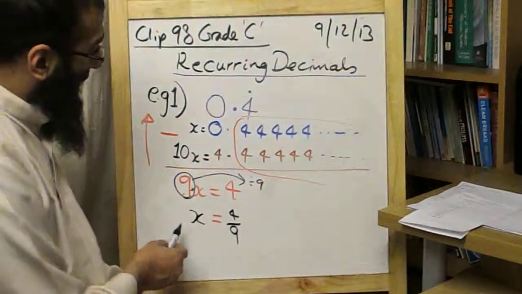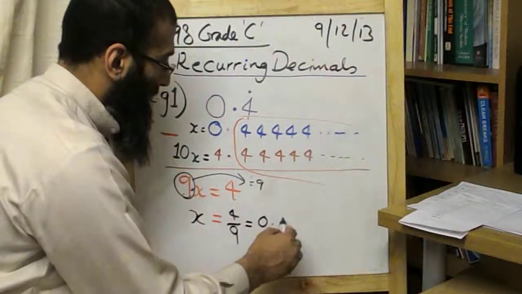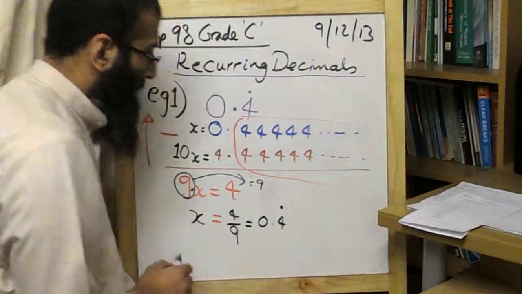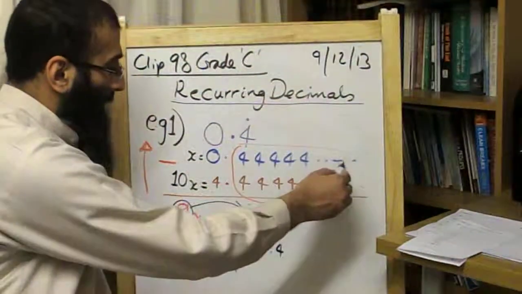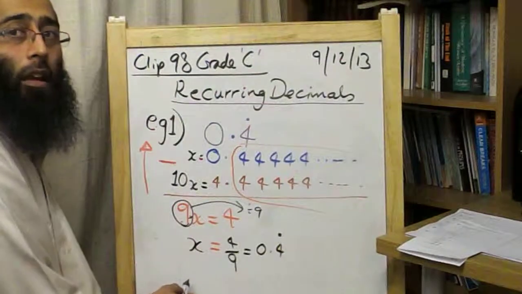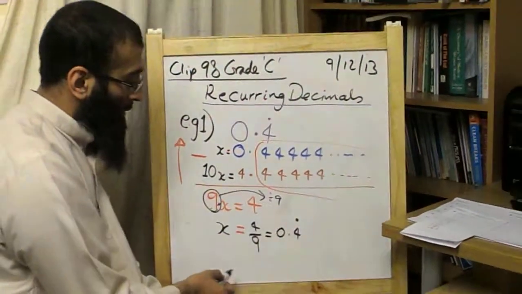So remember, our x originally was the decimal number. Now we have truly changed this decimal number and represented it as a fraction, with a 4 there and a 9 at the bottom.